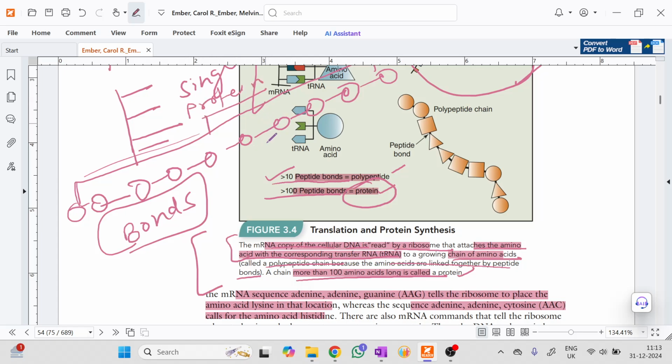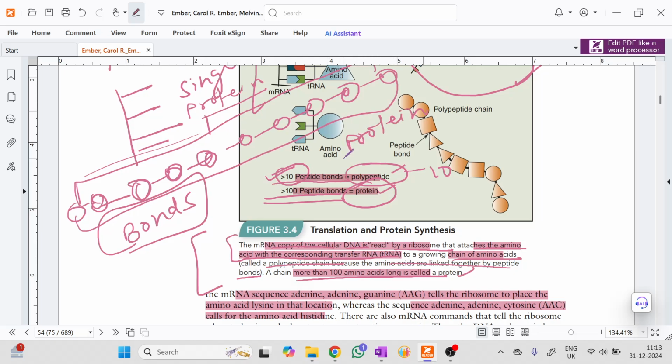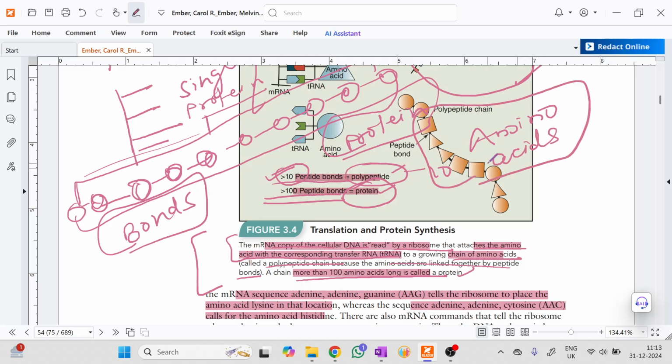So in this case, if an amino acid chain is more than 10 bonds long, it is known as a polypeptide, and 10 such polypeptide chains are known as a protein, which in itself means more than 100 polypeptide bonds, 100 such nodes together will be called a protein. So all in all, it is about the joining of the chain of amino acids.